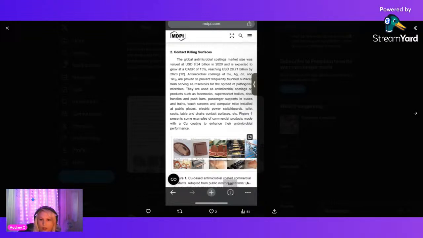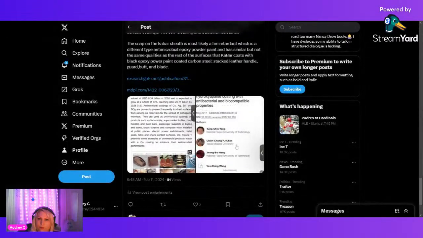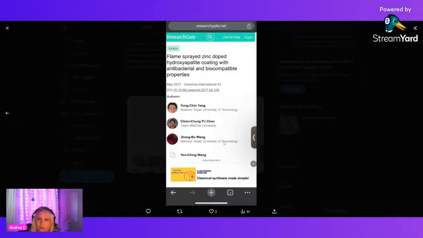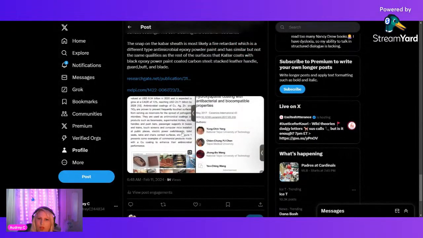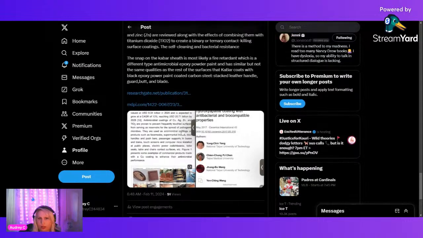So some of these contact surfaces can have an epoxy powder paint film, fire retardant type antibacterial coating that is made up of copper, zinc, which makes brass. So if you want to learn more about brass and the epoxy or paint fire retardant coatings, watch the live from last week.